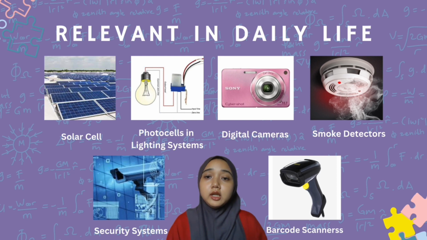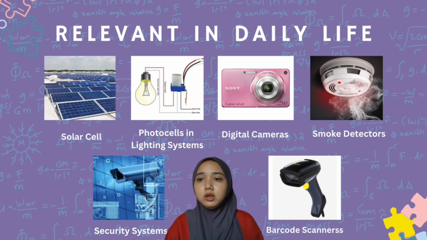The third one is cameras. Image sensors in digital cameras use the photoelectric effect to capture and convert light into electronic signals. Photons striking the sensor generate electrical charges, which are processed to create a digital image.